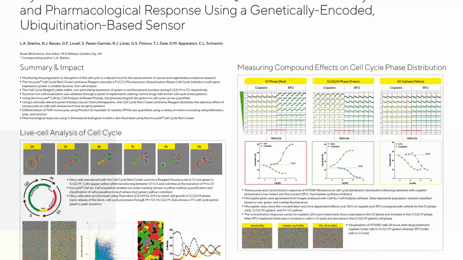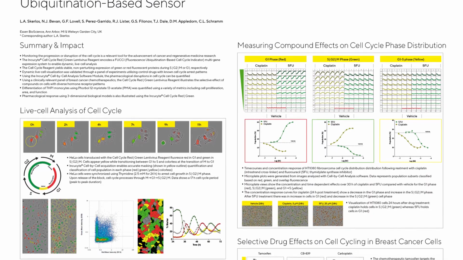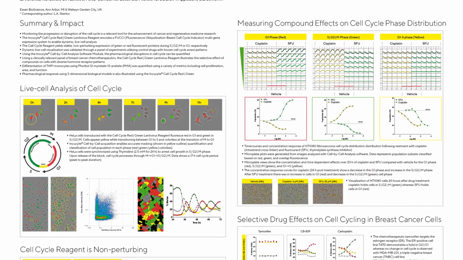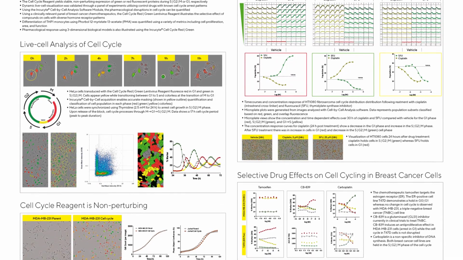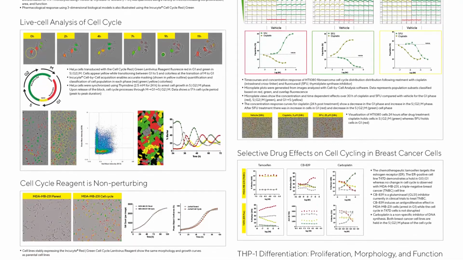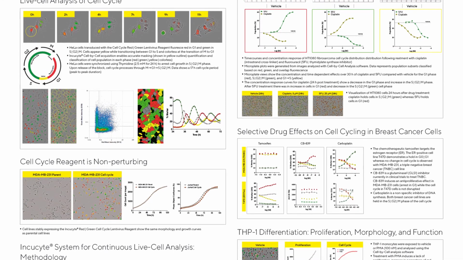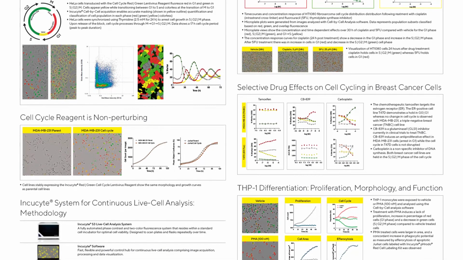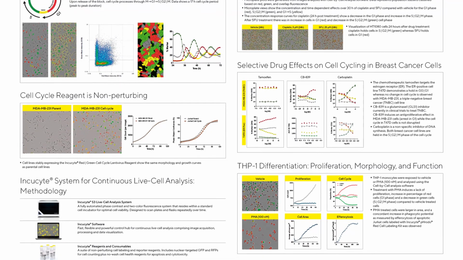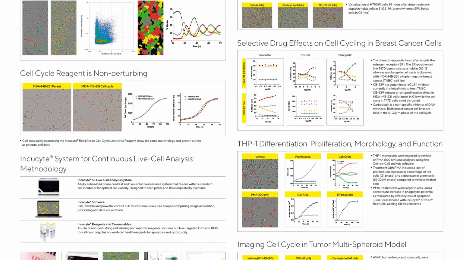So wrapping up, I hope you can see how the Incucyte green-red lentivirus reagent is an effective and relevant tool for studying cell cycle dynamics in real time. The cell cycle reagent yields stable, non-perturbing expression of green or red fluorescent proteins, and using the Incucyte cell-by-cell software module, pharmacological disruptions in cell cycle can be quantified.